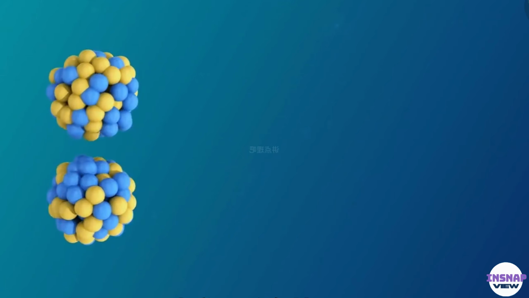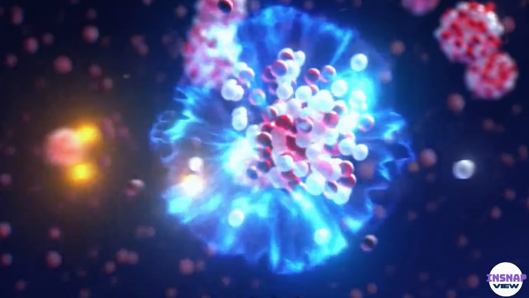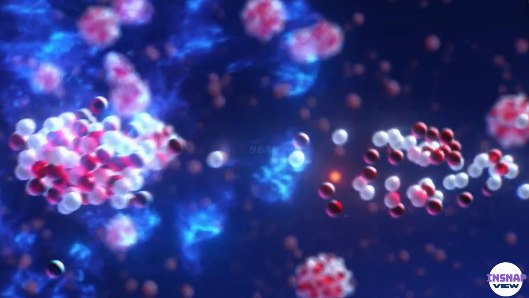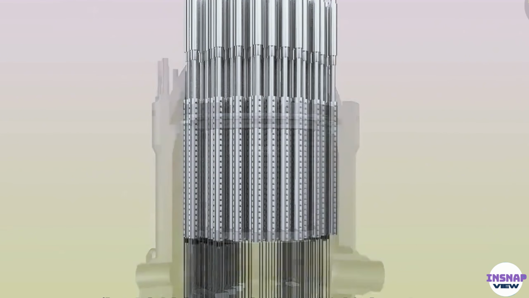When this nucleus absorbs a neutron, the atomic nucleus becomes unstable and splits into two or more smaller nuclei. A lot of energy and multiple neutrons are released simultaneously. These neutrons can continue to trigger the fission of other nuclei. This creates a chain reaction.